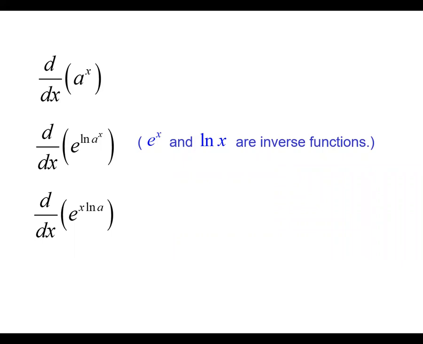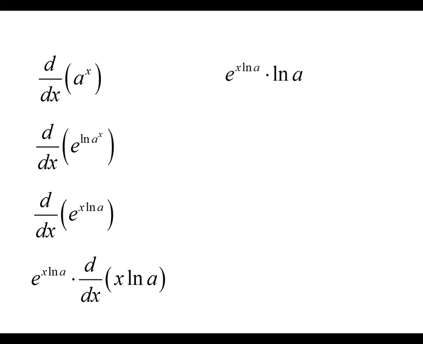And so here is an e to the u. What's the derivative of e to the u? Well, the derivative is e to the u times the derivative of u. Derivative of x ln of a. Now remember, a is just a number, like 2 to the x, 5 to the x, 3 to the x. So ln of a is just a number. So what's the derivative of x times a number? Well, it's just going to be that number, ln of a.